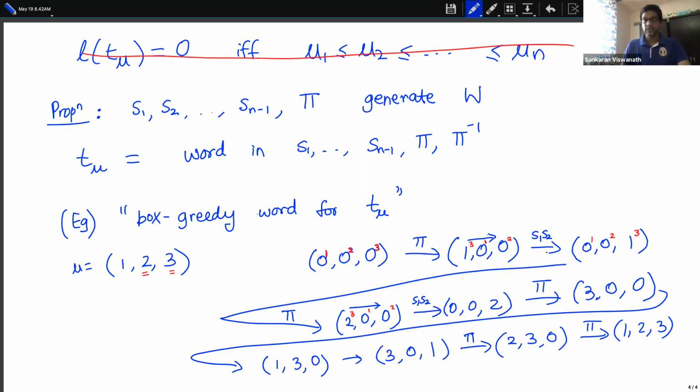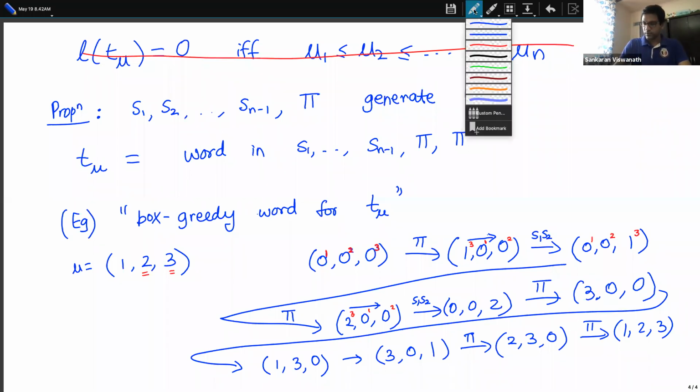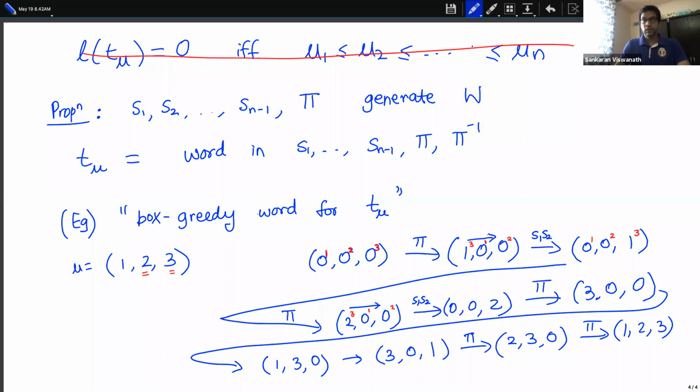So the intermediate steps are always these sliding words, the ones which take something in the first position and move it, I guess all the way to the end. This is what is called the box greedy word. But observe what you've gotten at the end is not necessarily t mu. You've gotten the right amount of translation, but you may still not have moved the correct abacus.